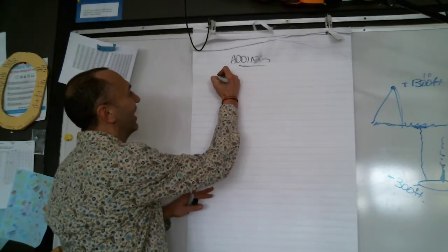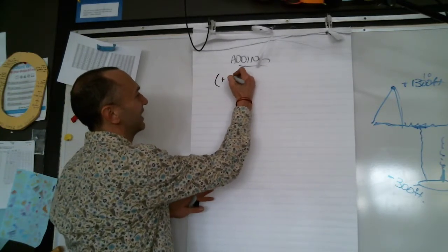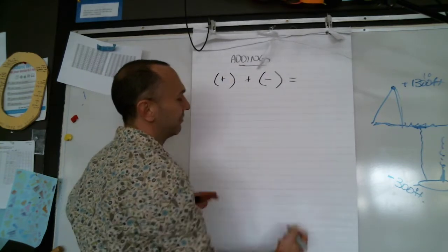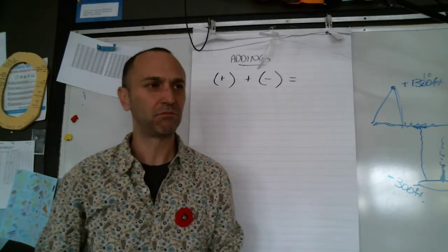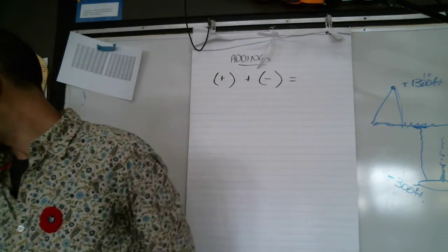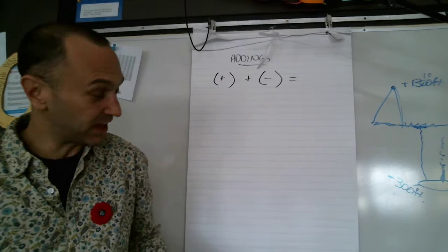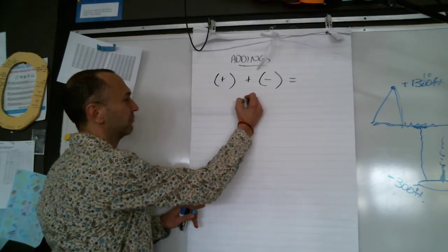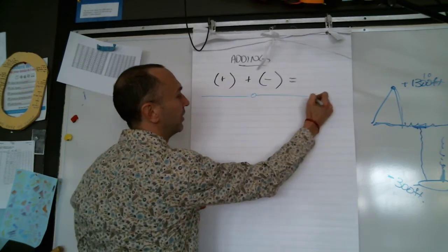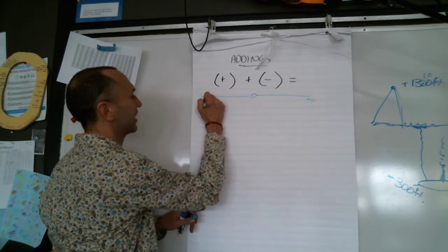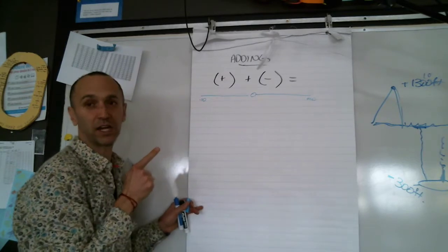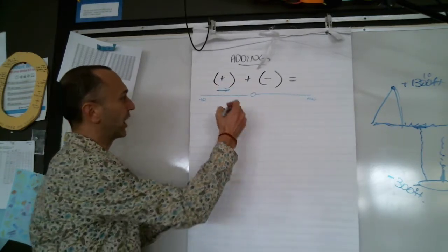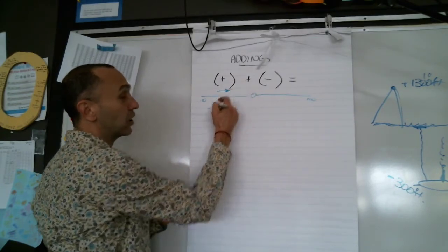Okay, here we go. Adding. This is where it gets tough. If I have a positive plus a negative, life gets tricky. Which way does the positive take us on a number line? Here, let me draw it. Here's positive 10, here's minus 10. Positive takes us which way? To the right.